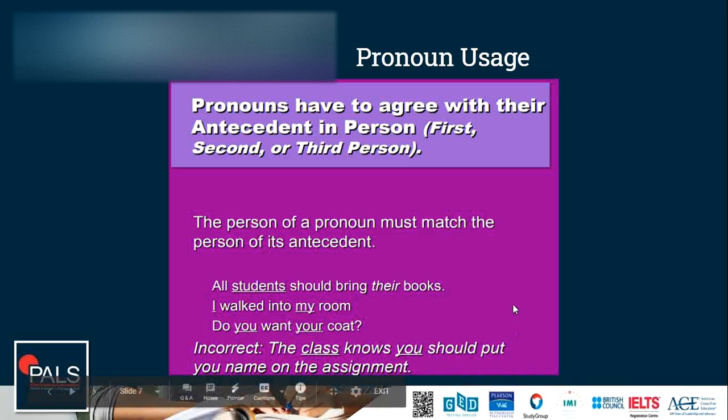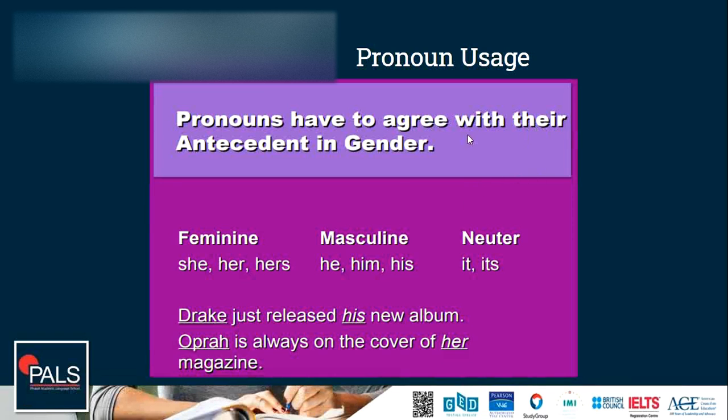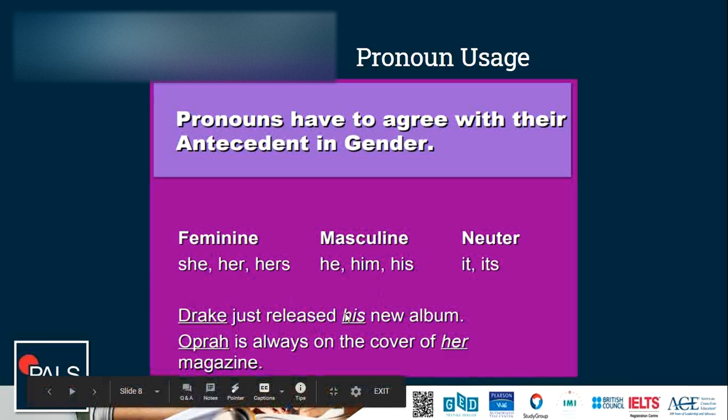So, another one that we have to remember, pronouns have to agree with their antecedent in gender. We have the neuter here, or gender that we cannot identify. Masculine for male and feminine for female gender. Drake is a male, so we need to make use of his, because it's masculine. Oprah, we know, is a female, so we need to use her. Drake just released his new album. Oprah is always on the cover of her magazine.